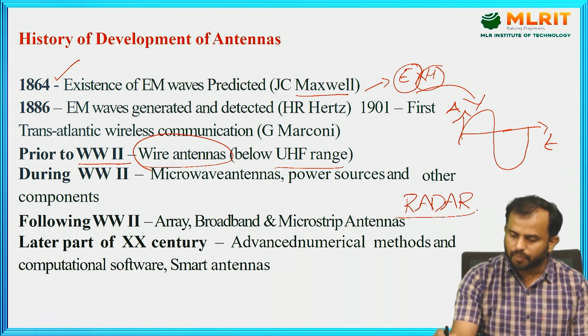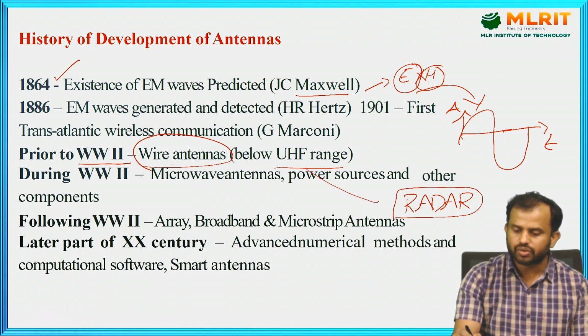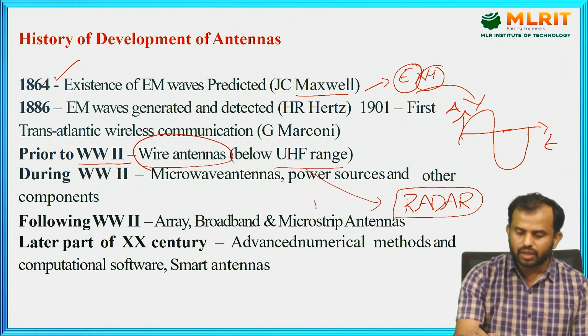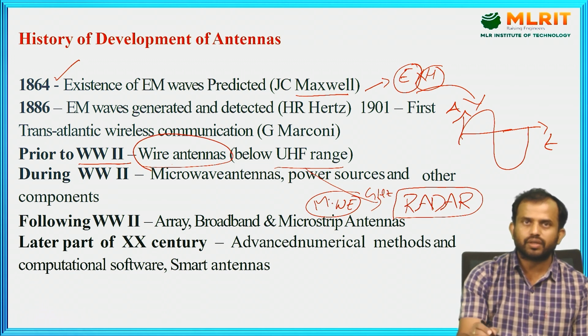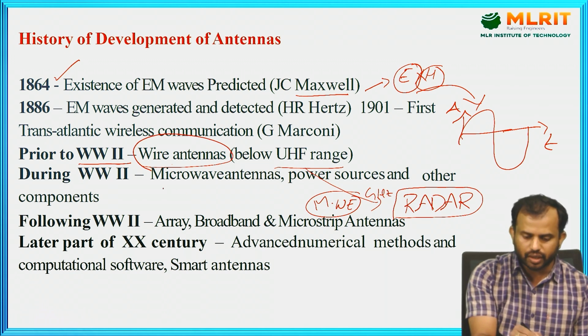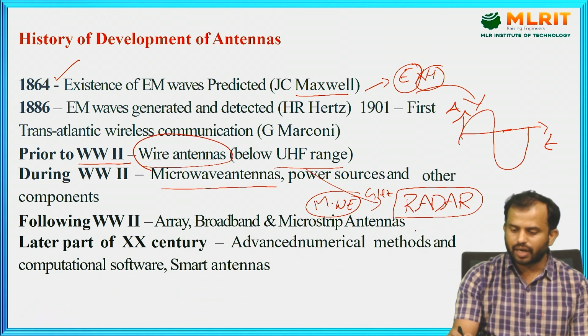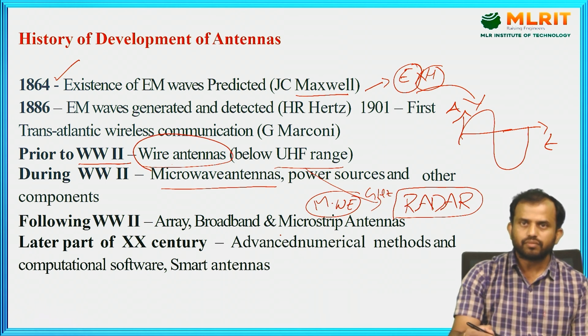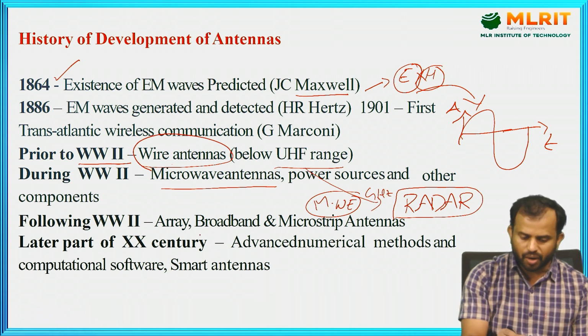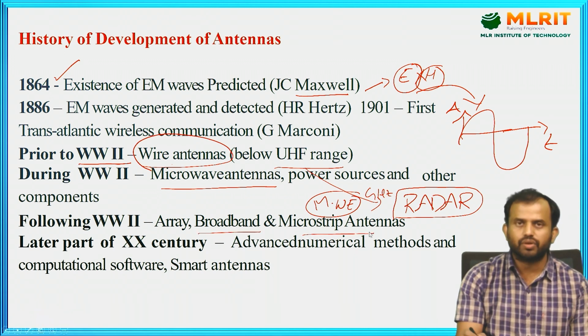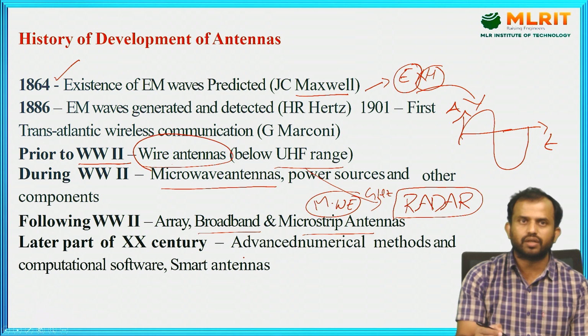For this application, this amount of frequency is not suitable for us. So at that situation we started using the microwave frequency spectrum band, which is in the gigahertz range. At that time we implemented this kind of frequency, which we call microwave antennas. So in radar communications, we are using microwave antennas. And after this, we implemented all broadband communication, long distance communication, and mobile communications using microwave antennas.